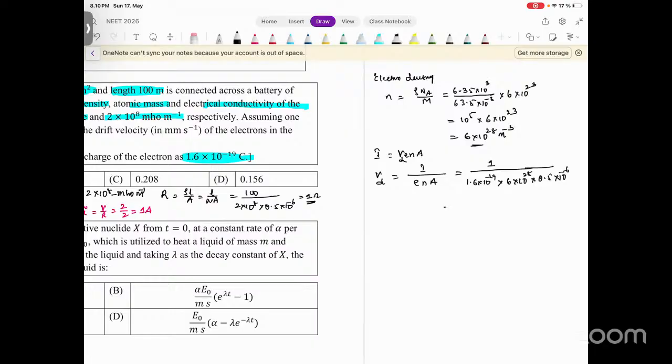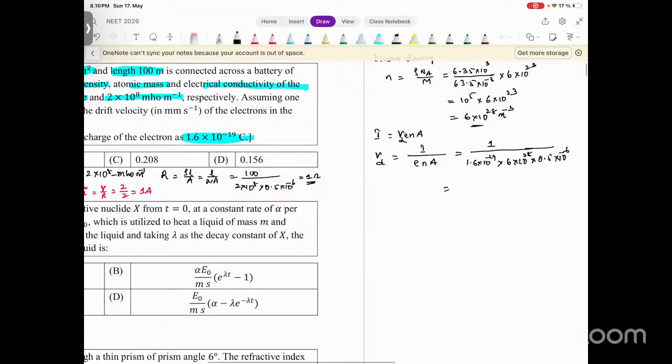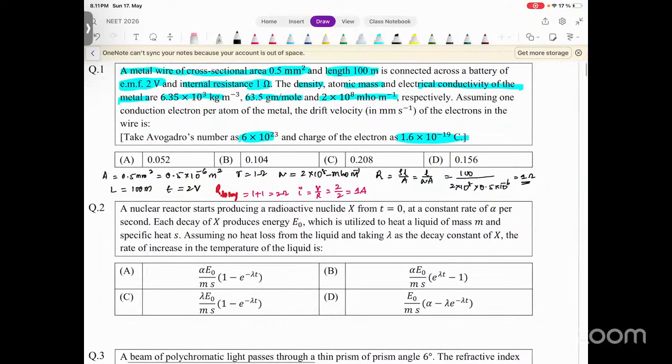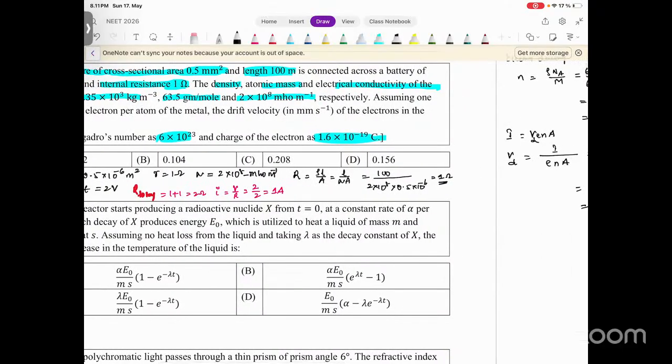So do this calculation. I'm using the calculator for this one. I am getting 2.08 into 10 to the power of minus 4 meters per second. That will be 0.208 mm per second. This much will be the answer. Okay? Yes, option C will be the answer.